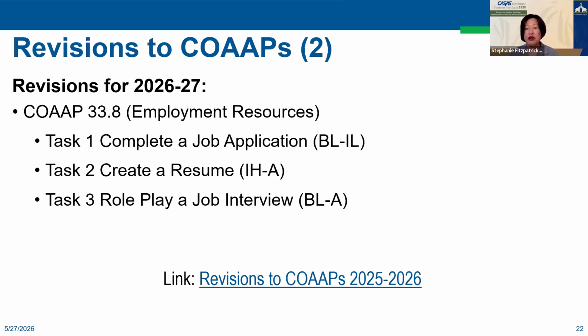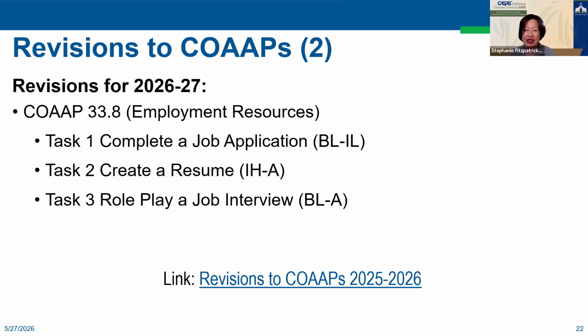And we have a revision for the next year that is planned for 26-27. We are going to be updating CO-Ap 33.8 to include these three elements. We have several different ones in 33 that have parts of these, but not all three altogether. We had a request from an agency to put these three tasks together in one CO-Ap.